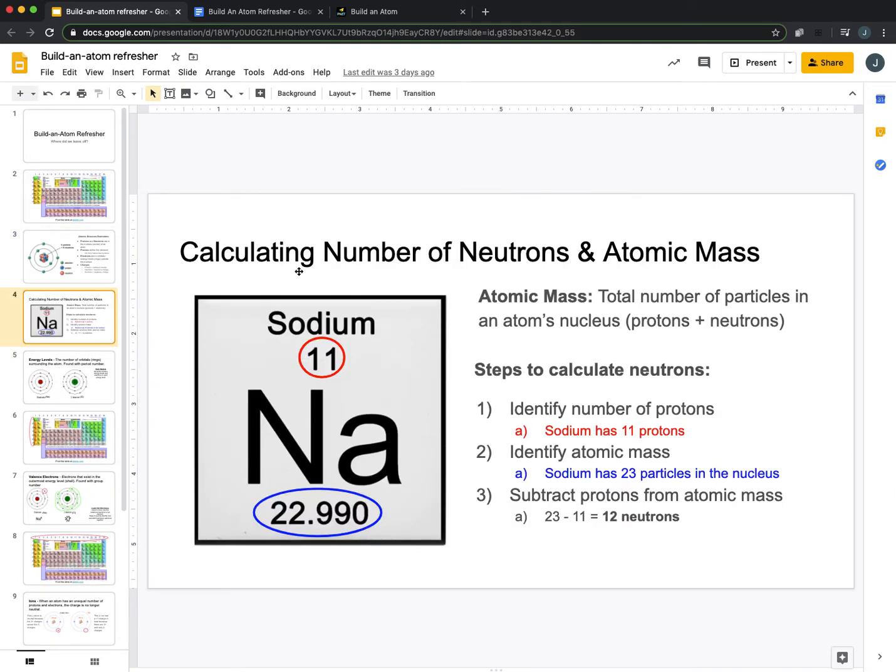Moving on to the next thing that we were talking about before you guys left, was calculating the number of neutrons in an atom and its overall atomic mass. So when we look at the number of neutrons and atomic mass, those two things are related to one another because the atomic mass is the total number of particles in an atom's nucleus. In other words, it's the protons plus the neutrons. Electrons don't affect mass. They're too small. They're too tiny of a particle. They effectively have a mass of 0.